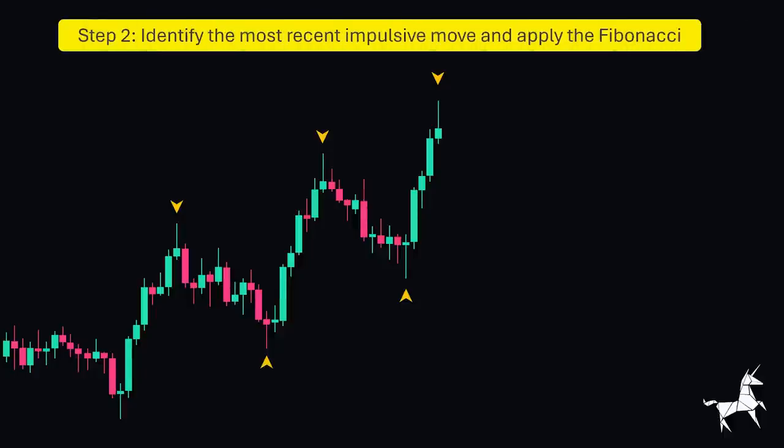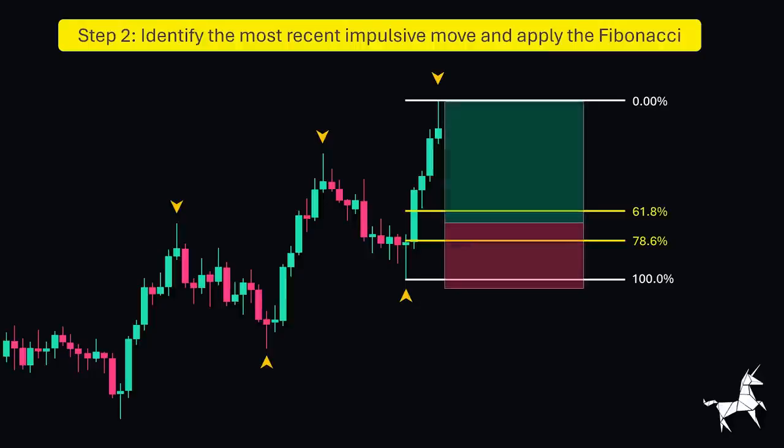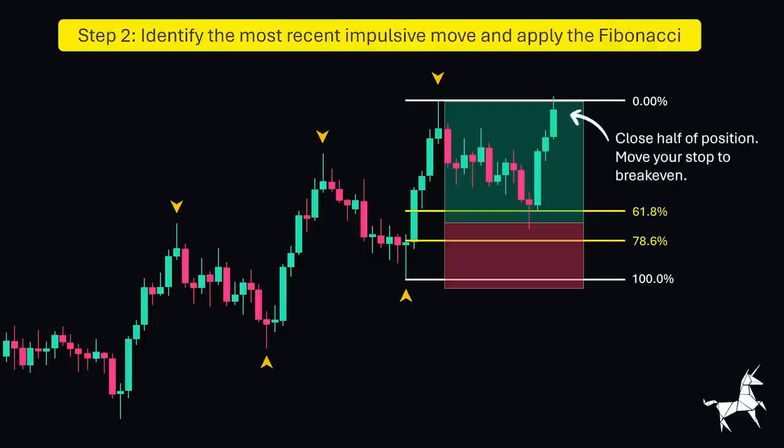Step 2. Identify the most recent impulsive move and apply the retracement tool from the start of the move to the end. Next, place a buy limit order at the midpoint between the 61.8% and 78.6% levels. Place your stop loss below the recent swing low. Once the price reaches the first target, close half of the position and move your stop loss to break even. This makes the remaining trade risk-free.